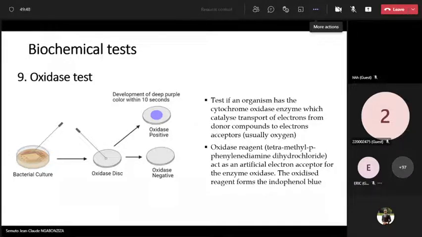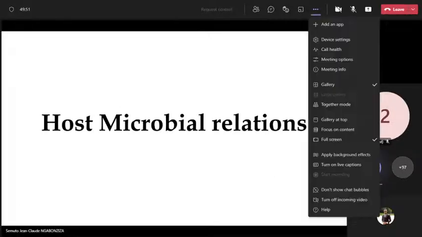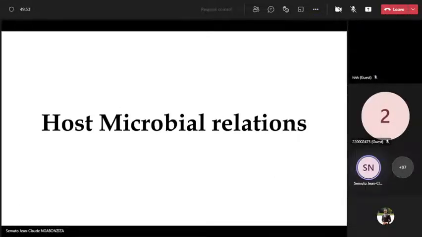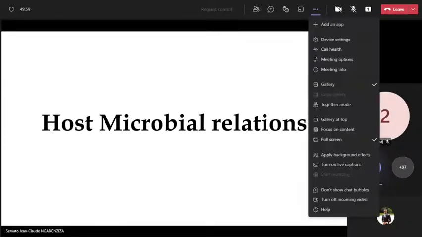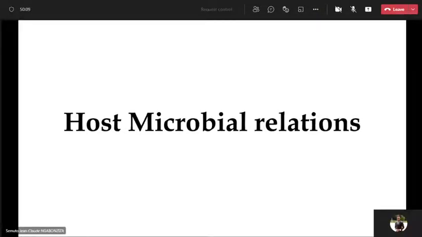So if no question, we can proceed with the host-microbial relationship, the interaction between host and microbe, in our case, bacteria. What is the interaction? How does it work? How does bacteria cause disease? What is the pathway of causing disease? What are really the cause of the observed signs and symptoms?